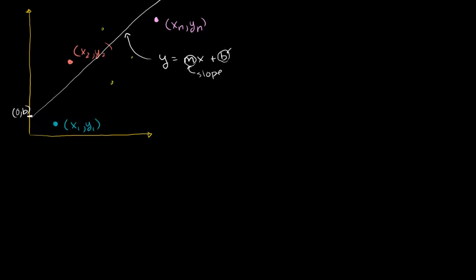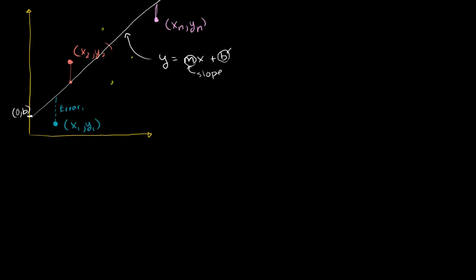So let me define what the error even is. For each of these points, the error between it and the line is the vertical distance. So this right here we can call error 1. And then this right here would be error 2. It would be the vertical distance between that point and the line. Or you could think of it as the y value of this point and the y value of the line. And you just keep going all the way to the end point.